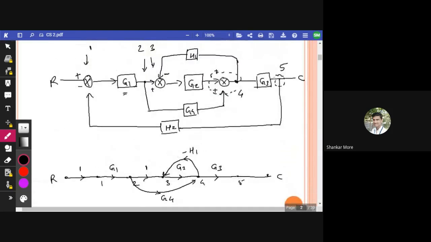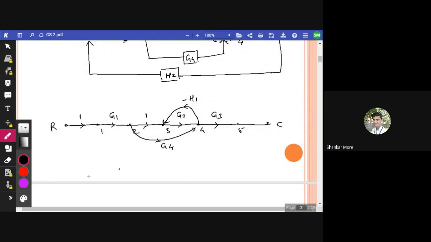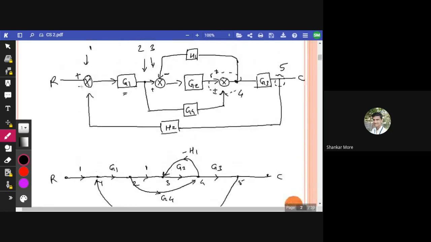See, it is originating from the fifth node and it is terminating at the first node. So how will we draw this? We will draw it like this, and its gain will be minus H2. Why minus H2? Because the negative sign is here. So this is how we draw a signal flow graph with the help of a block diagram.